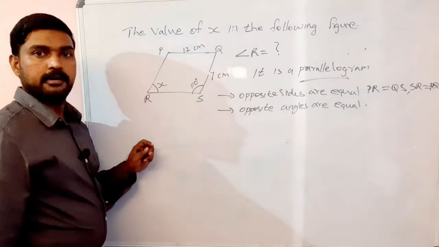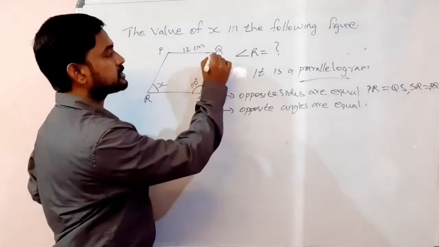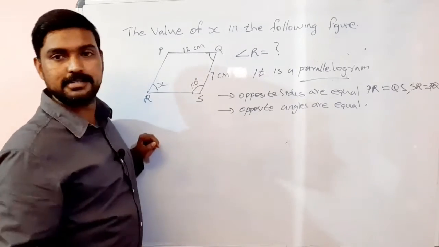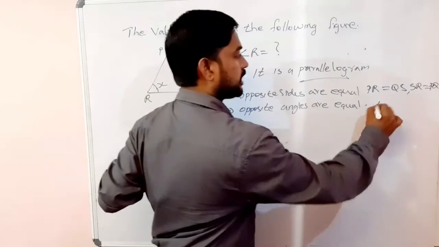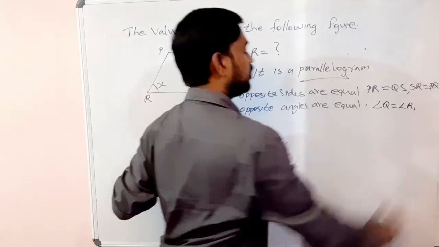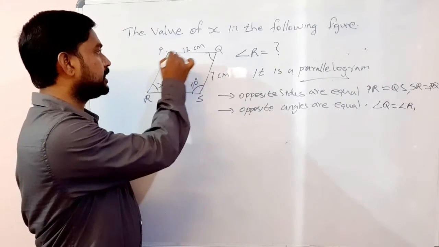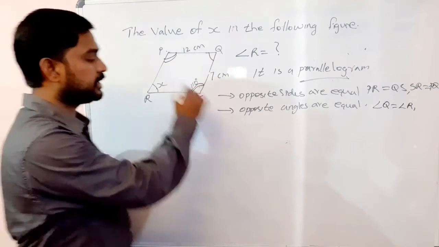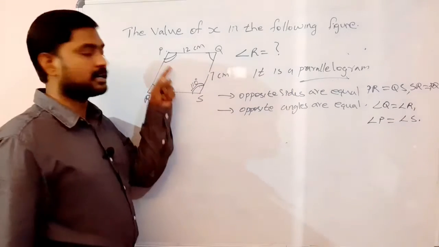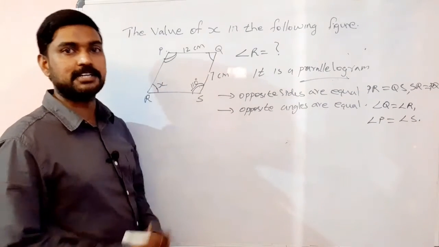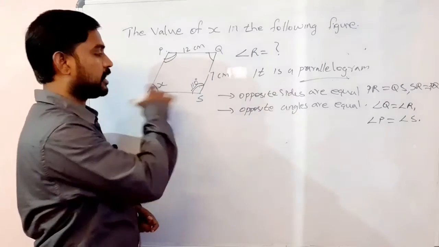Next. This angle x is at R. This angle Q is here. Opposite angles are equal, so angle R is equal to angle Q. We can write that angle Q is equal to angle R. The other 2 opposite angles are P and S, so angle P is equal to angle S. Why are these 2 angles equal? Because they are opposite angles. Why are opposite angles equal? Because it is a parallelogram.